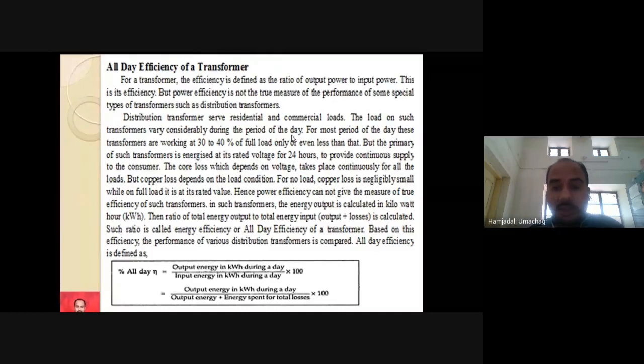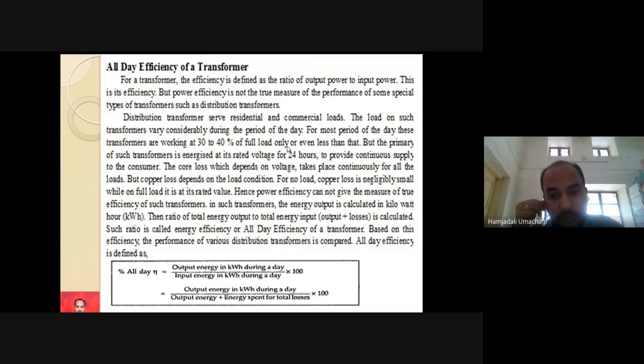We are going to turn on fans, ACs, and all, depending upon the temperature. Similarly, in the winter days, we are not going to make use of those fans and all. So likewise, the load keeps on changing. For most periods of the day, these transformers are working at 30 to 40% of full load only.